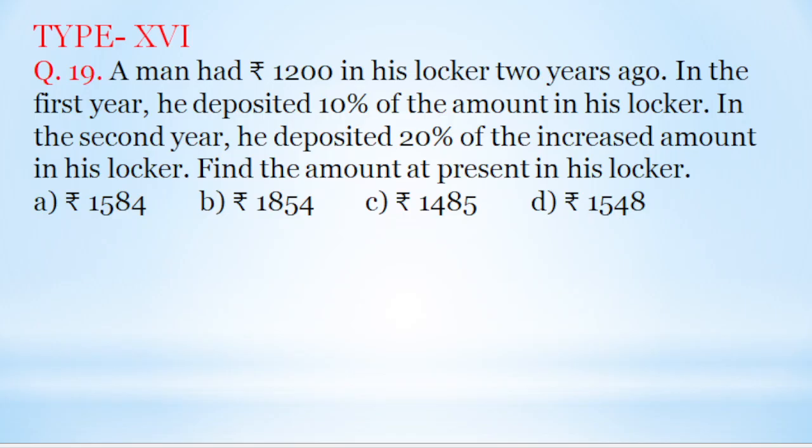Now type 16, question number 19. A man had rupees 1200 in his locker 2 years ago. In the first year, he deposited 10% of the amount in his locker. In the second year, he deposited 20% of the increased amount in his locker. Find the amount at present in his locker.